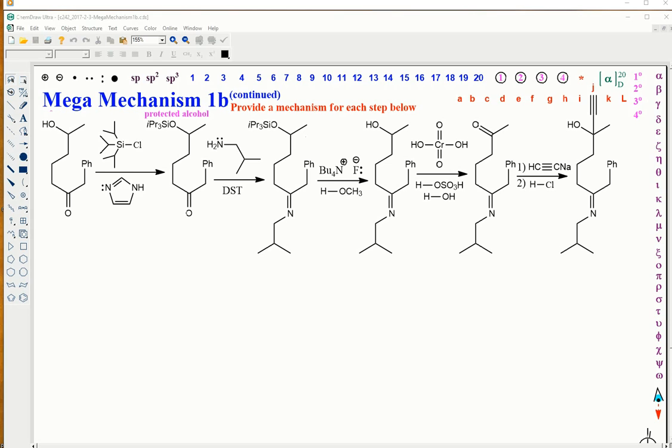In this mechanism, we're going to explore the sequence of reactions that converts this secondary alcohol that also has a ketone, using triisopropylsilyl chloride and imidazole to form a protected alcohol, which then undergoes a condensation reaction of the ketone to an imine.